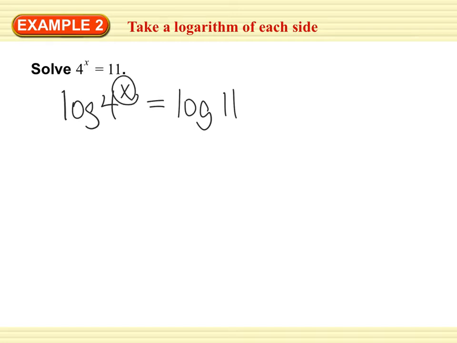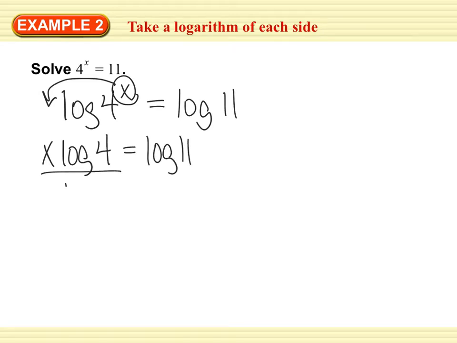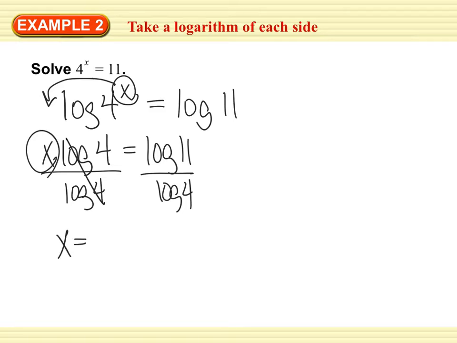Now this rule, where my exponential spot drops in front, holds true. And then I divide both sides by log 4, just like math. Okay, algebra, I've now got x by itself. And I need my calculator. Log 11 divided by log 4. 1.73 approximately.